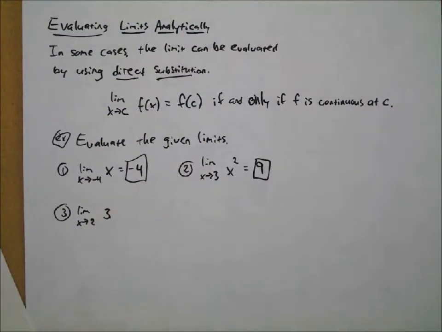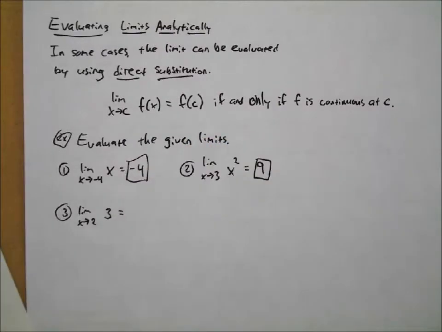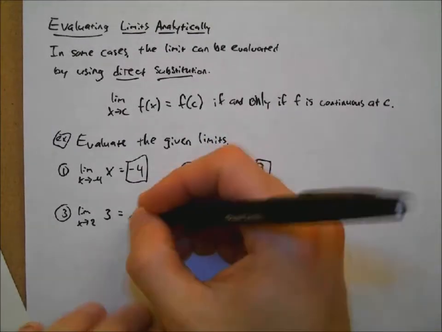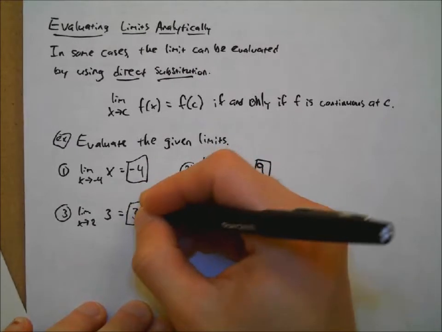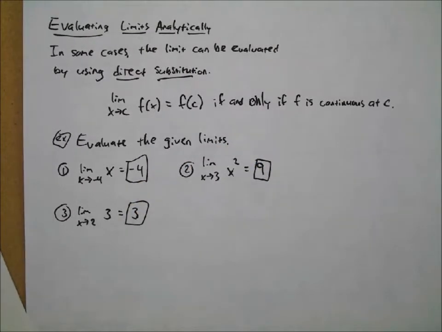The limit as x approaches 2 of 3. Is 3 a function? What would the function 3 look like? It's a horizontal line, just a horizontal line that goes through 3. Is a horizontal line ever discontinuous? No. So what is the limit as x approaches 2 of 3? It's 3. There's no place to plug the 2 in. It's just always going to be 3.